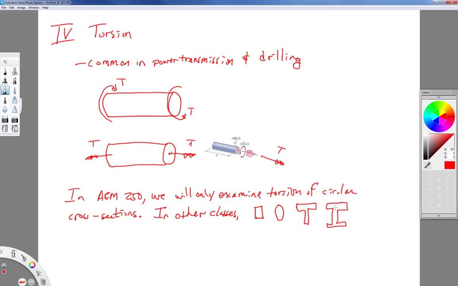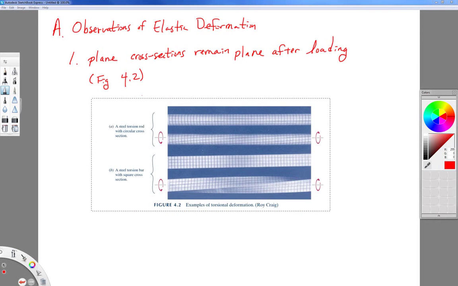Now, the goal of our discussion today is we want to know what kind of stresses and what kind of deformation we can have in bars that have torsion applied to them. Kind of like we started out at the beginning of the semester with axial stress, and a bar in tension is force divided by area. We want to come up with some kind of formula to tell us what the shearing stress is in a bar when we have it subjected to torque. To do this, we're going to take a look at some observations of elastic deformation. And so let's make a list of these observations.